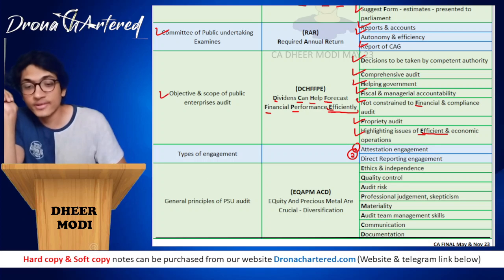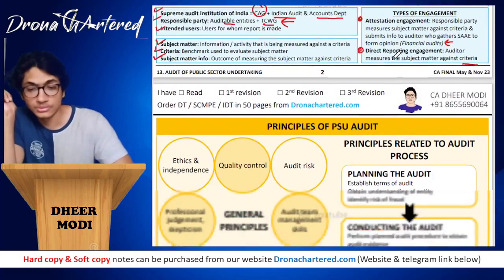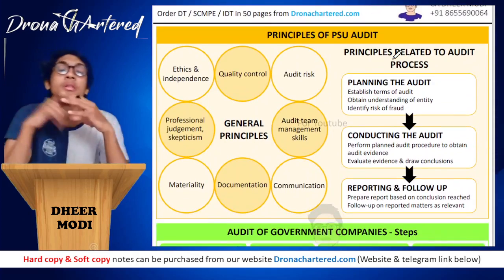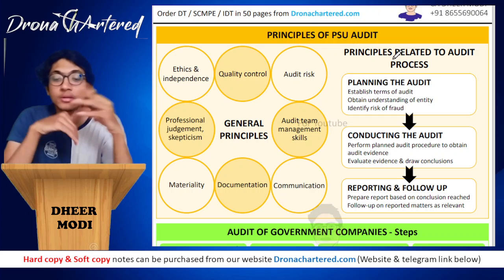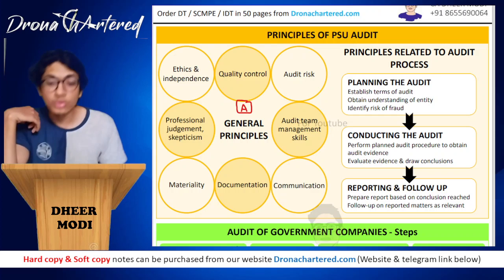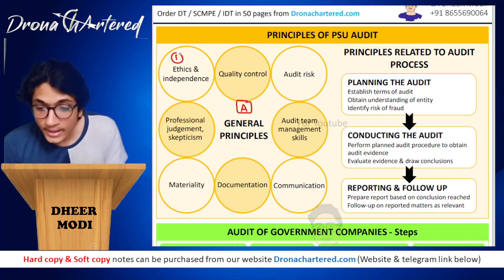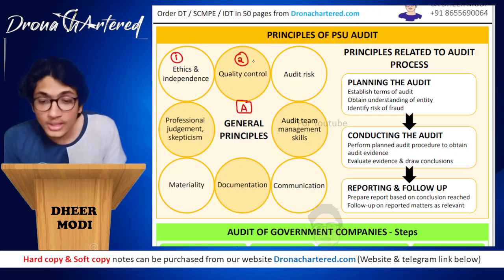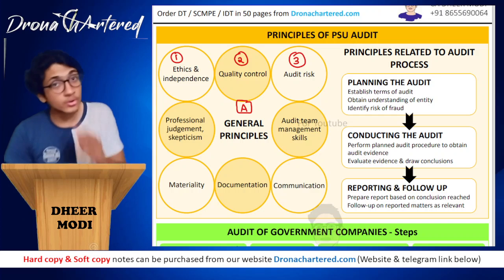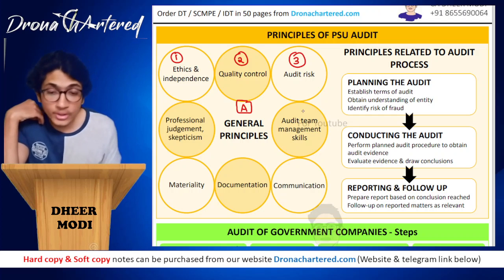Now the next topic is your principles of PSU audit. First is your general principles. Your general principles for PSU audit are total nine. First is ethics and independence. Second is your quality control. Third is audit risk. Don't worry, I've made a key for this also. Ethics and independence, quality control, audit risk.